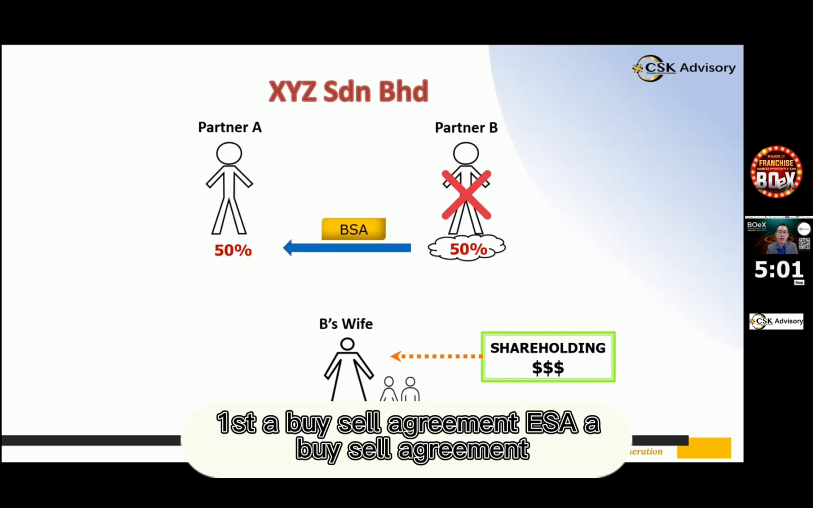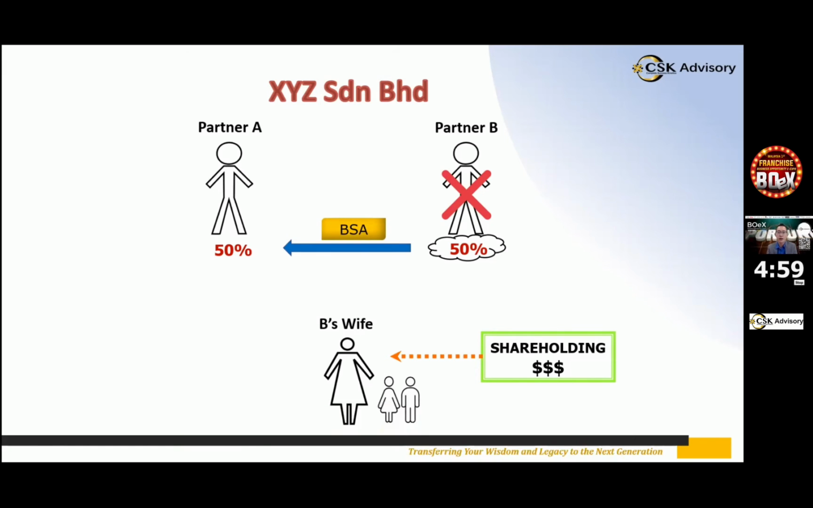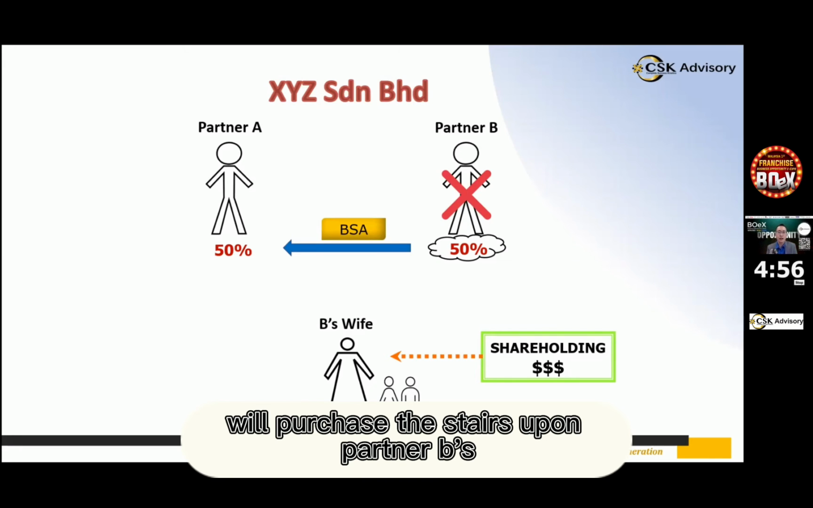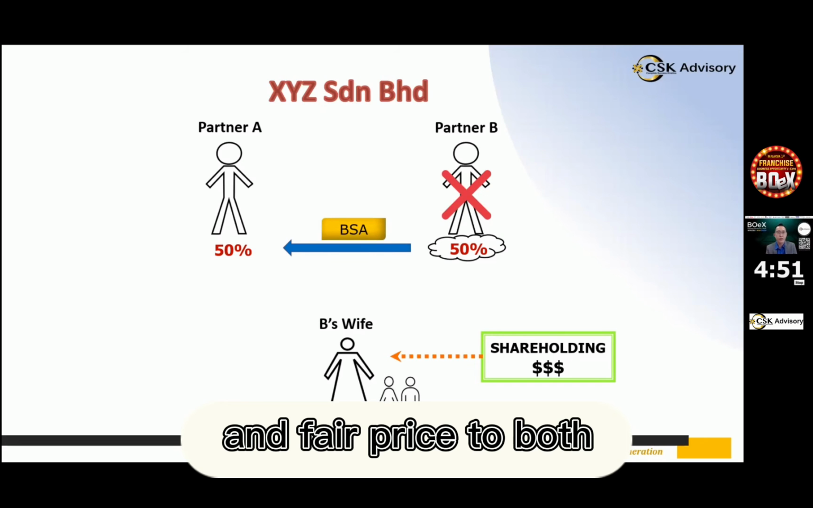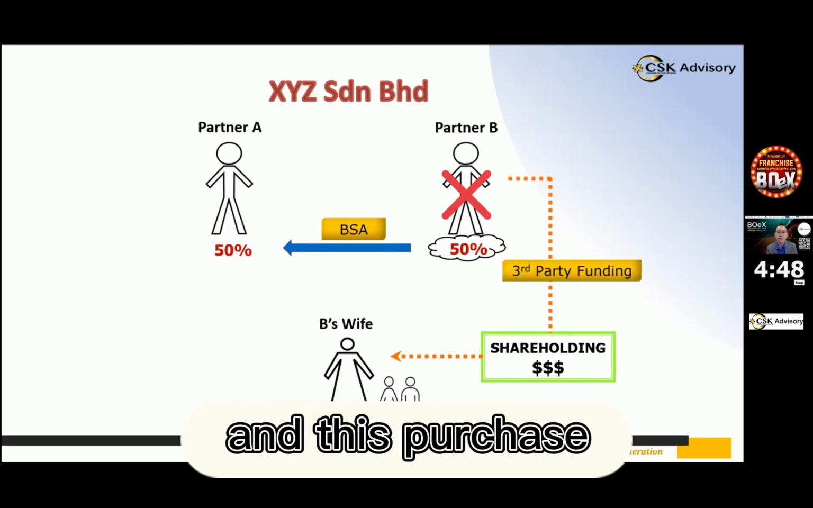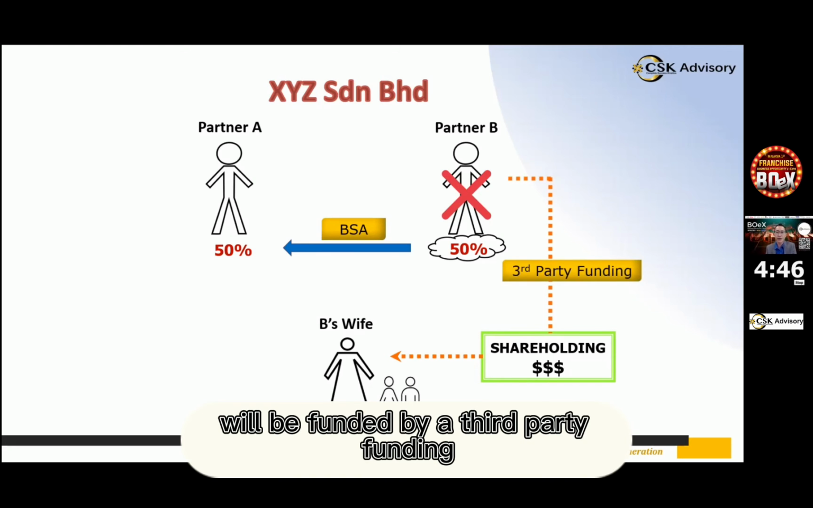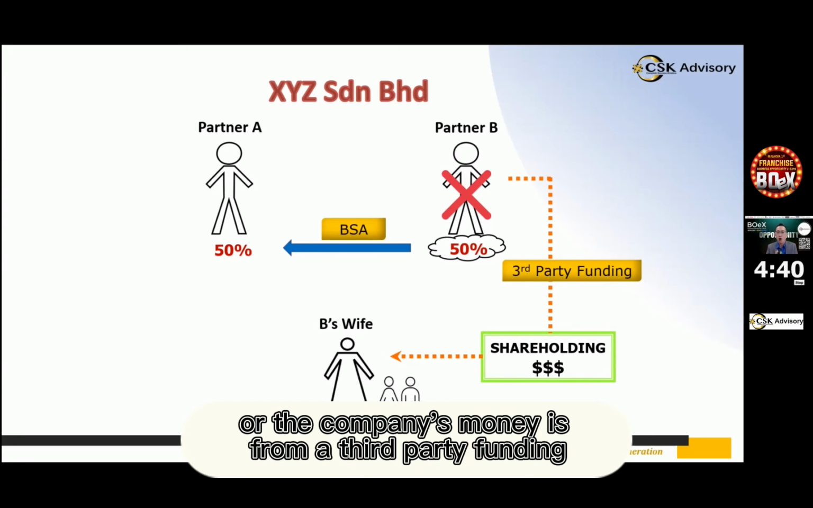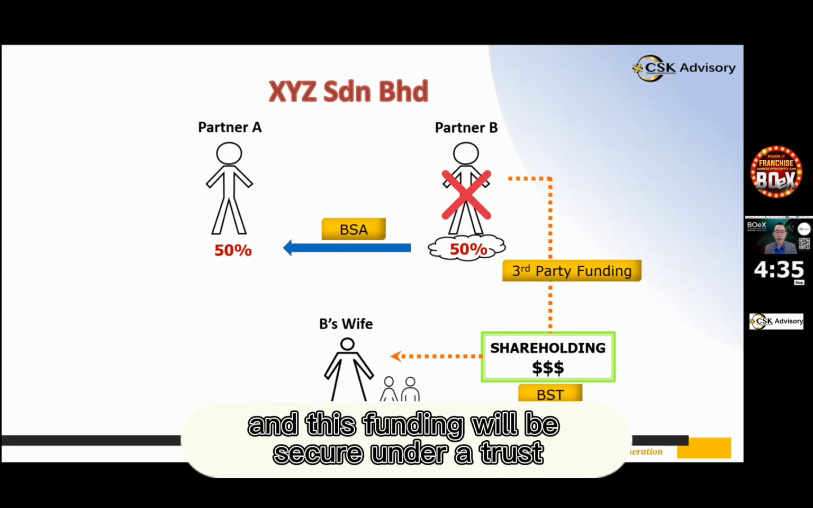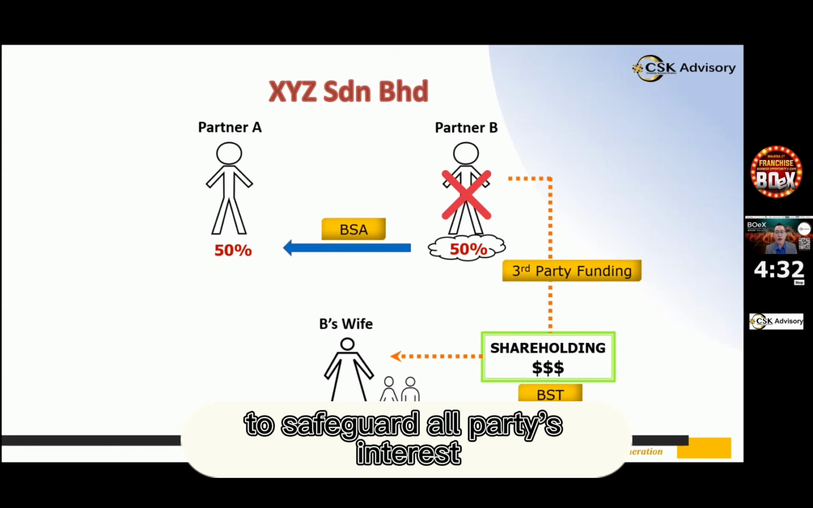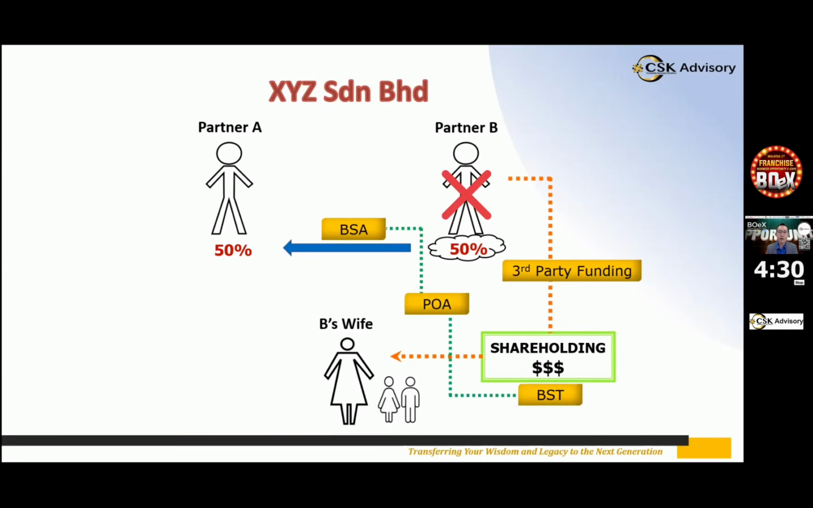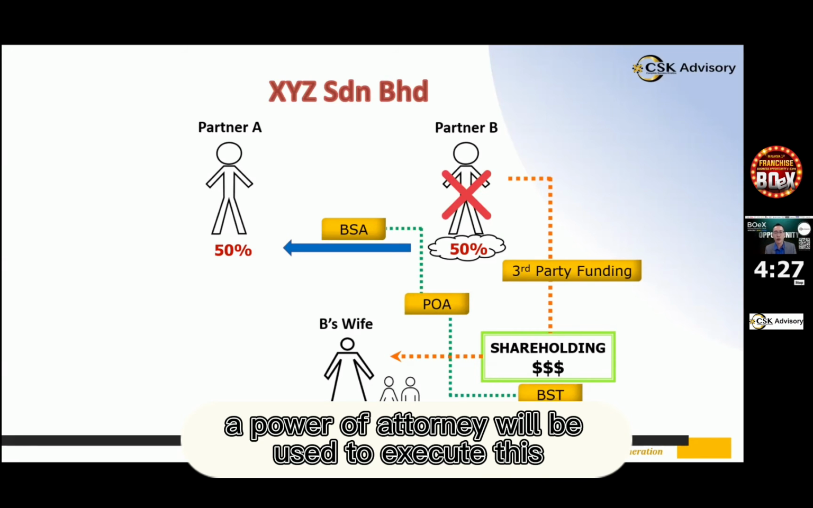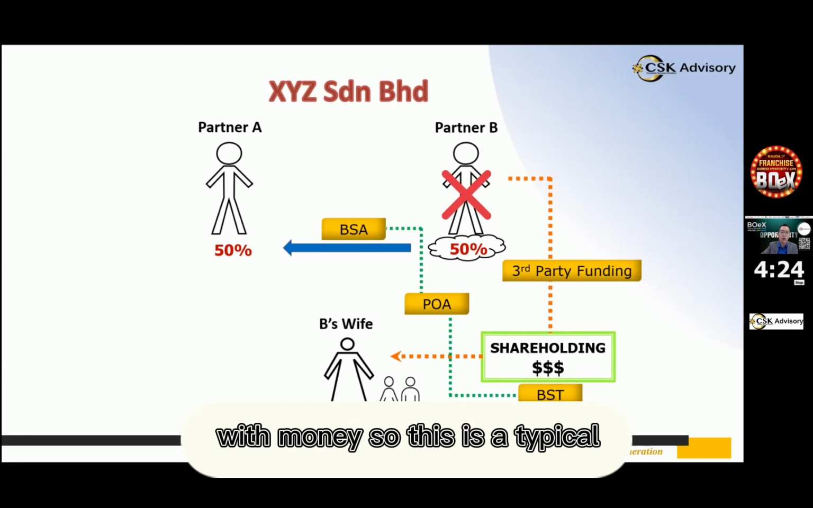First, a buy-sell agreement, BSA. A buy-sell agreement states that partner A will purchase the shares upon partner B's death at a pre-agreed and fair price to both. And this purchase will be funded by third-party funding, not using partner A's own money or the company's money. And this funding will be secured under a trust to safeguard all parties' interests. And lastly, a power of attorney will be used to execute this exchange of shares with money.